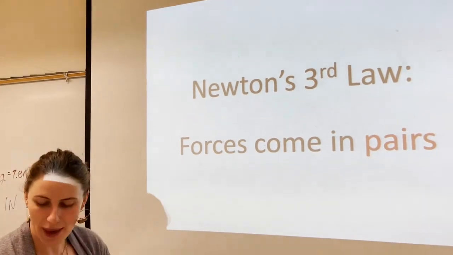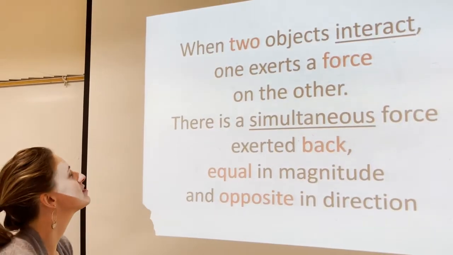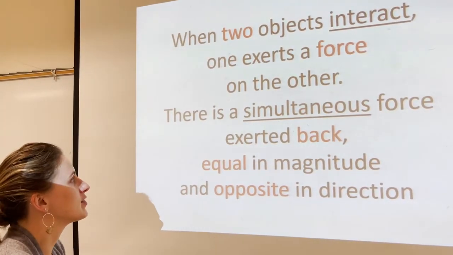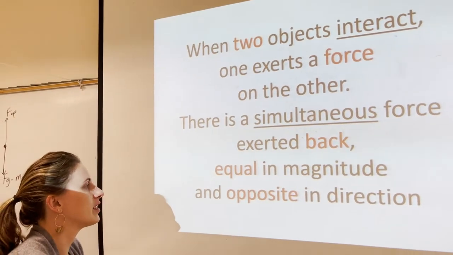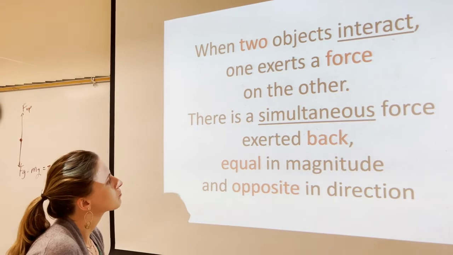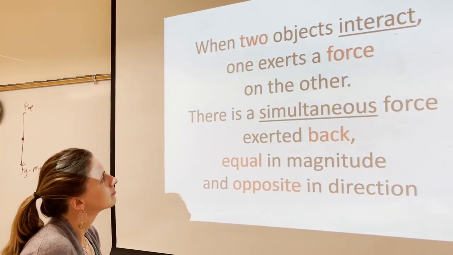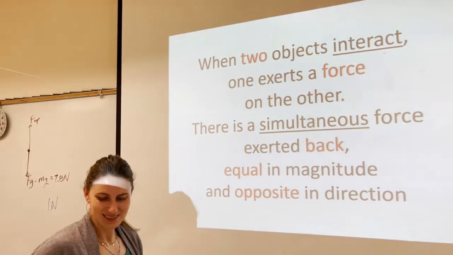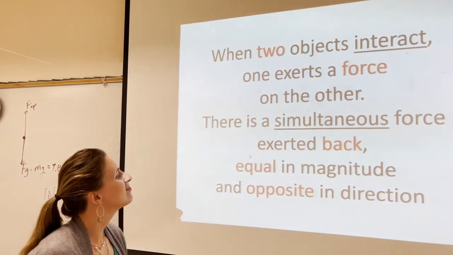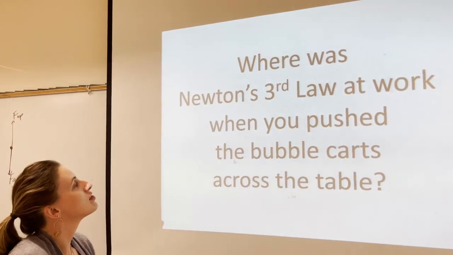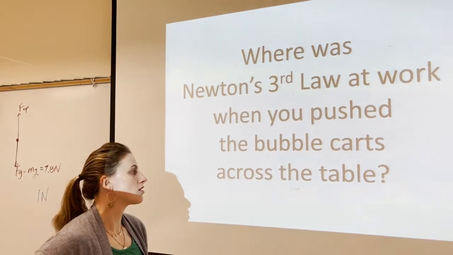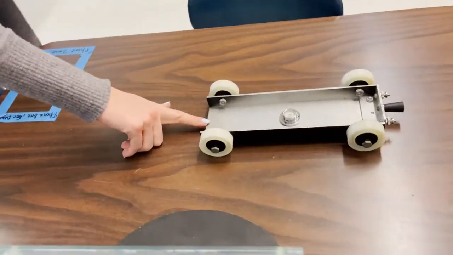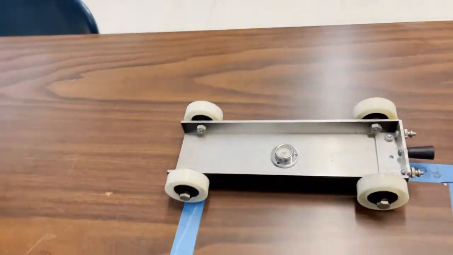Newton's third law, forces come in pairs. Yes, Miss Moore, we know this. When two objects interact, one force exerts a force on the other. There is a simultaneous force exerted back, equal in magnitude and opposite in direction. If you smack the wall with your fist, you deliver a blow to the wall, and the wall delivers a blow to you, equal in magnitude, opposite in direction. That's how bones get broken. Where was Newton's third law at work when you push the bubble cart across the table? Well, I push the bubble cart across the table, and the bubble cart pushes back on my finger as I push it.